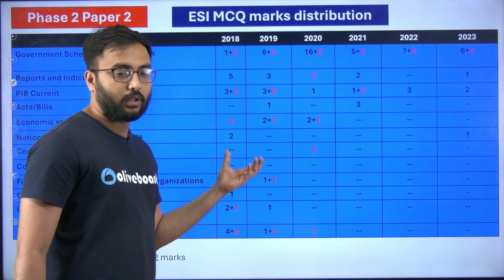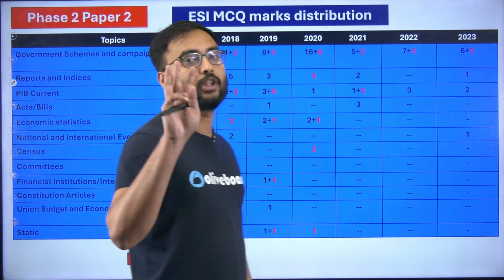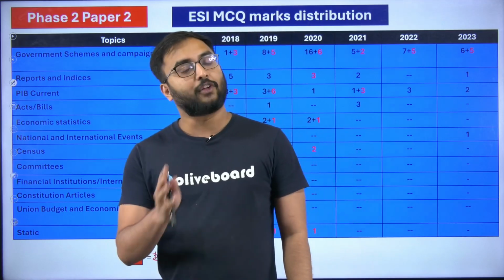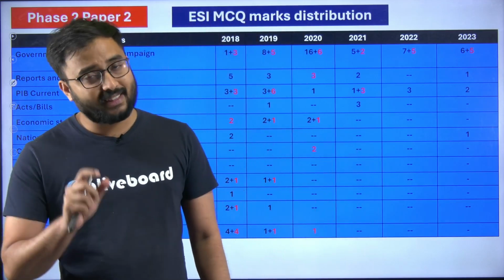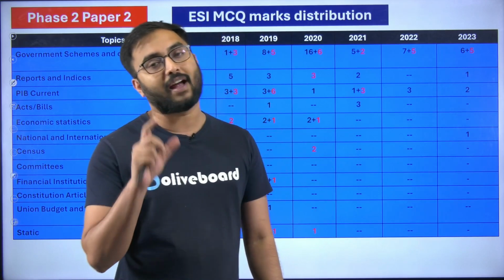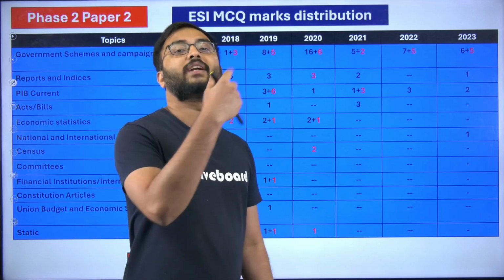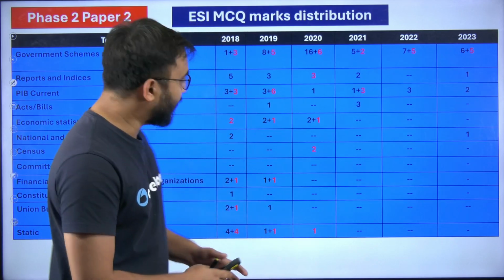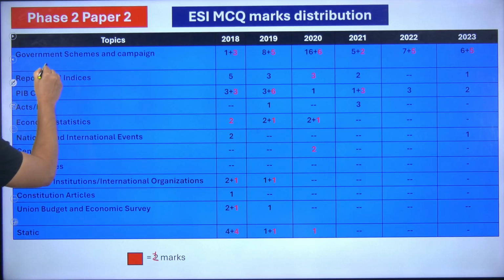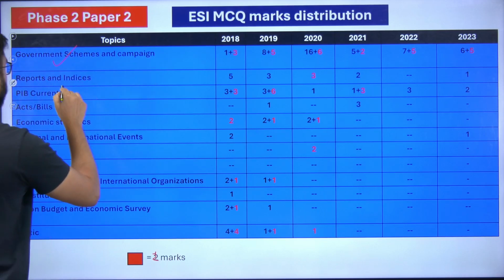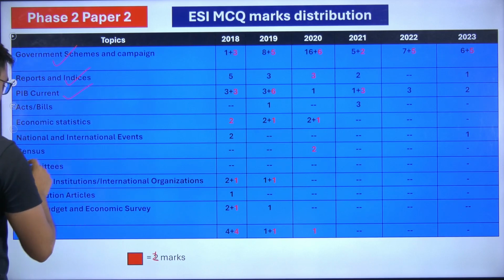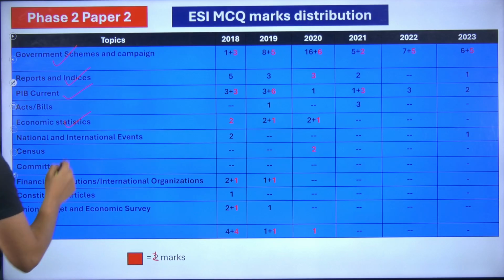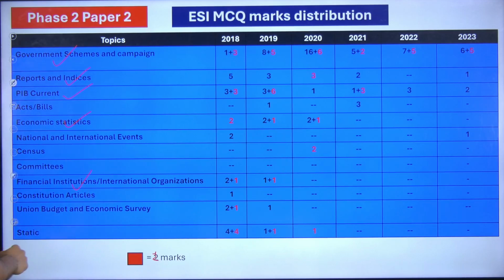When I talk about ESI, we all know that 30 MCQs are there for ESI and ARD: 15 for ESI, 15 for ARD. For each subject, 10 MCQs are for 2 marks and 5 MCQs are for 1 mark. For each subject, 25 marks. So ESI 25, ARD 25, total 50 marks. This is the overall mark distribution from which you will understand that government schemes are a topic from which major questions are asked. Reports and indices, PIB, then economic statistics, financial institutions, Union Budget, Economic Survey, and some questions from ESI static. These are the important topics to focus on.